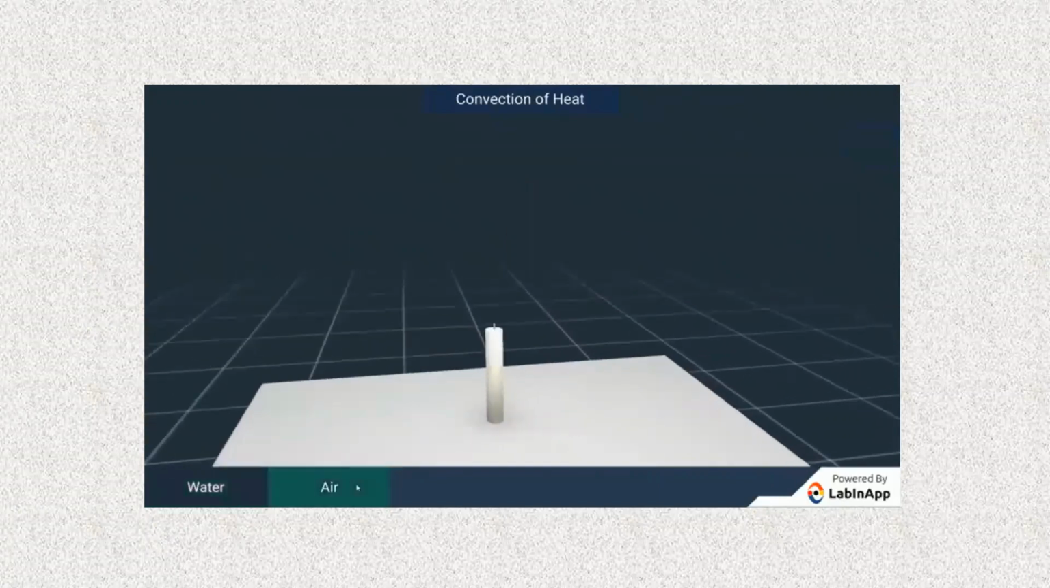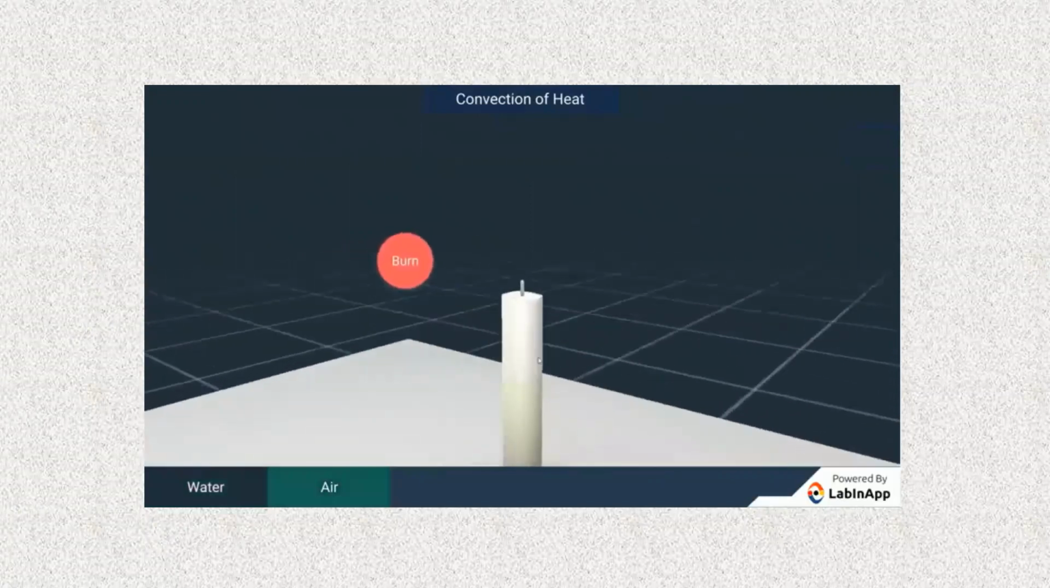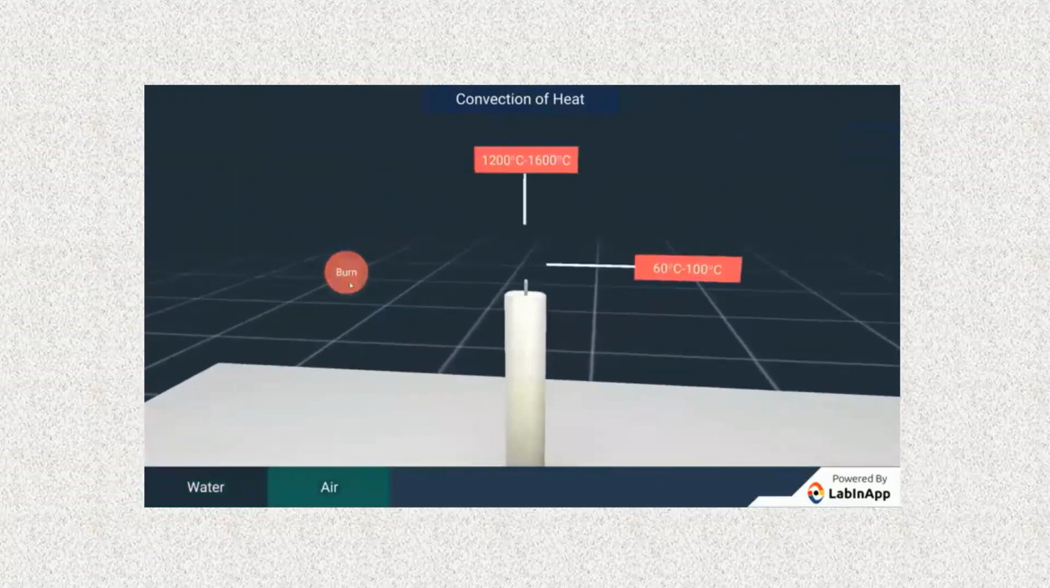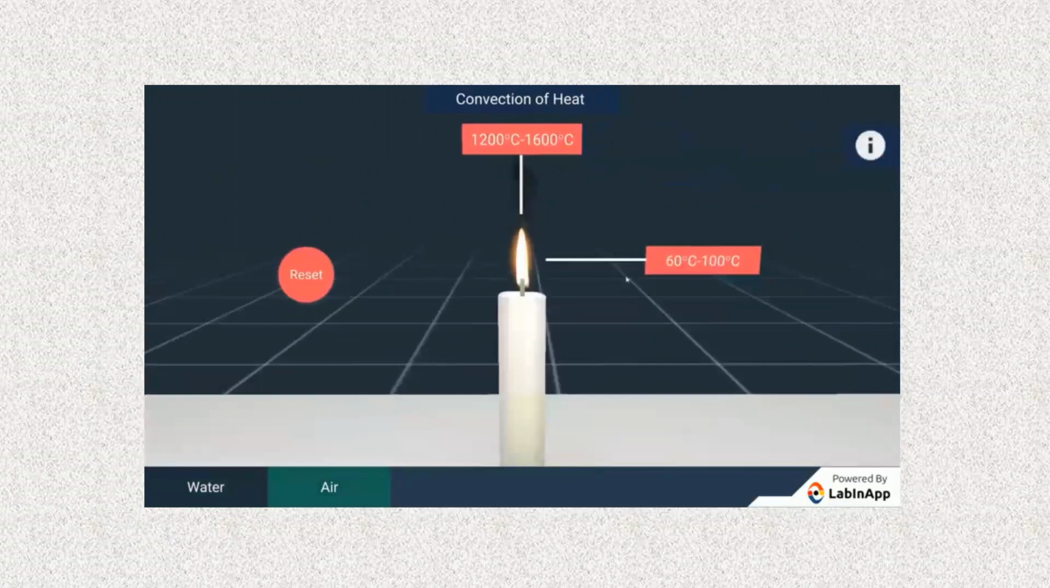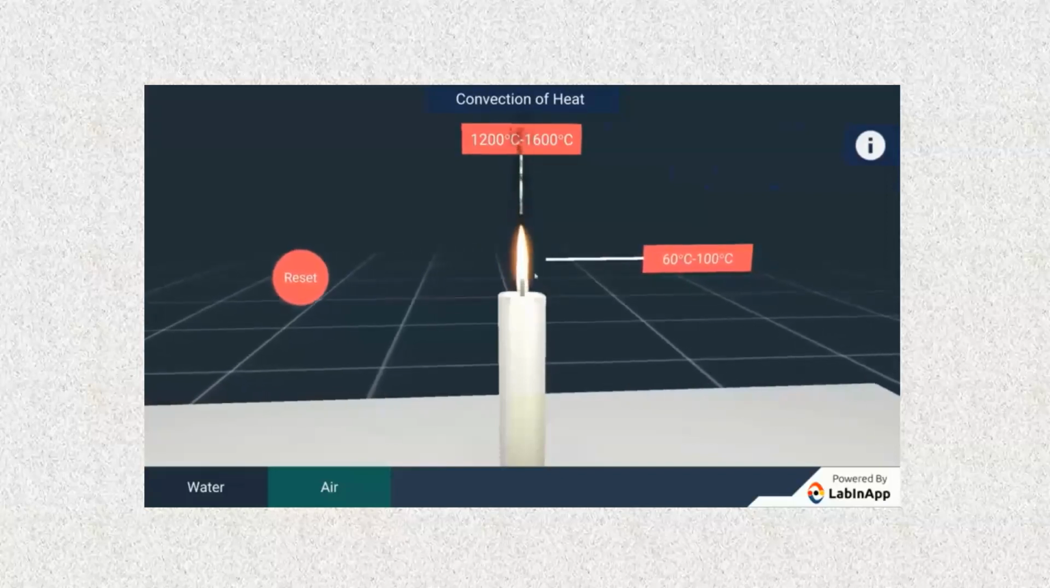How does the heat travel in air? In which direction does the smoke go? Observe the burning candle. We can see that the air near the heat source gets hot and rises. The air from the sides comes in to take its place. In this way, the air gets heated.